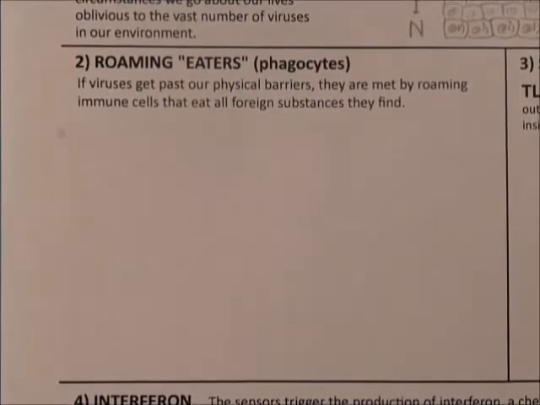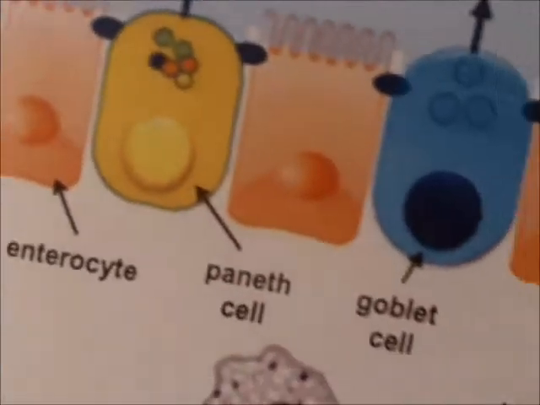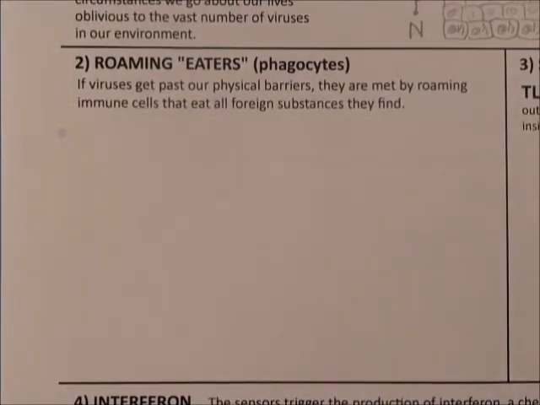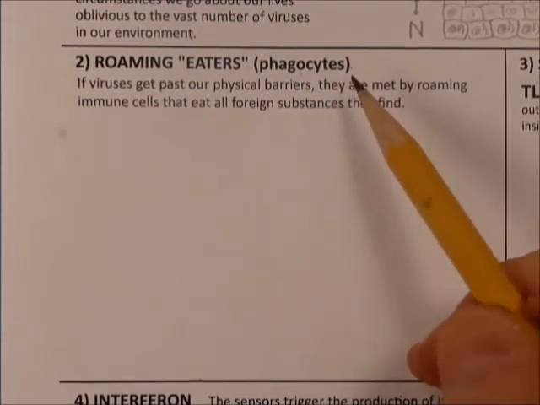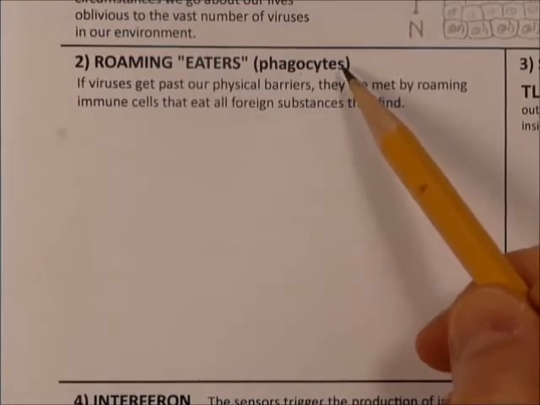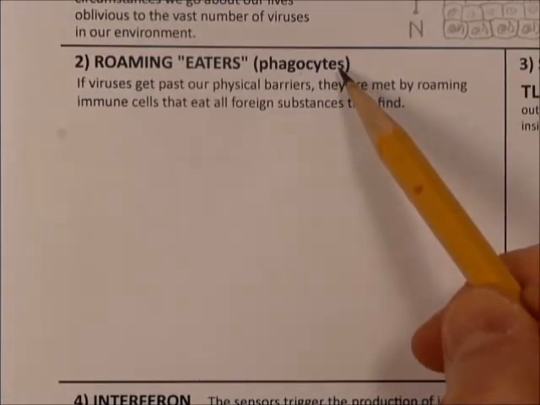So if the virus makes it past those physical barriers and it gets in, it's going to meet these immune cells. This one and this one are the ones we're going to draw. And they are what I've called the roaming eaters, phagocytes. Phago means to eat, and their job is to go around and eat all the little pieces of stuff they find lying around. Maybe it's little bits of dead cell, little cellular garbage, or foreign objects that shouldn't be there. Anything that doesn't belong, these guys will eat it up and try to digest it.